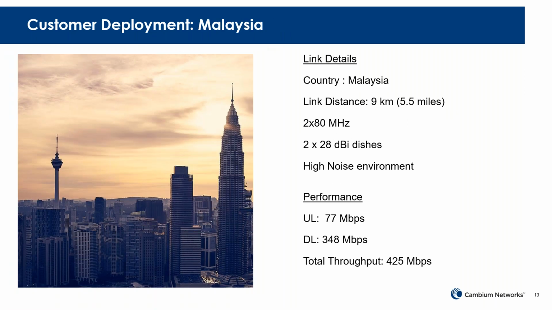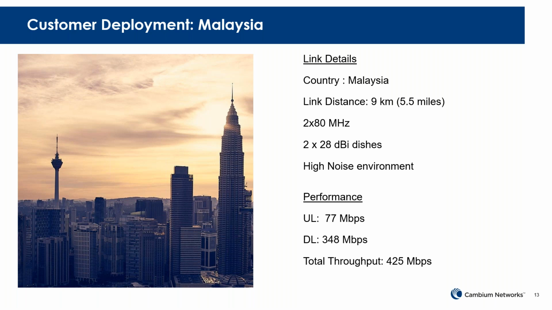Next one I have here is Malaysia. This is a 5.5 miles link. This one uses the full 80 megahertz channel for both channels, and it's also a very high interference area. But we did manage to get two 80 megahertz channels there. With that, we get a total of 425 megabits with downlink 348. So this is one of the deployments over there.